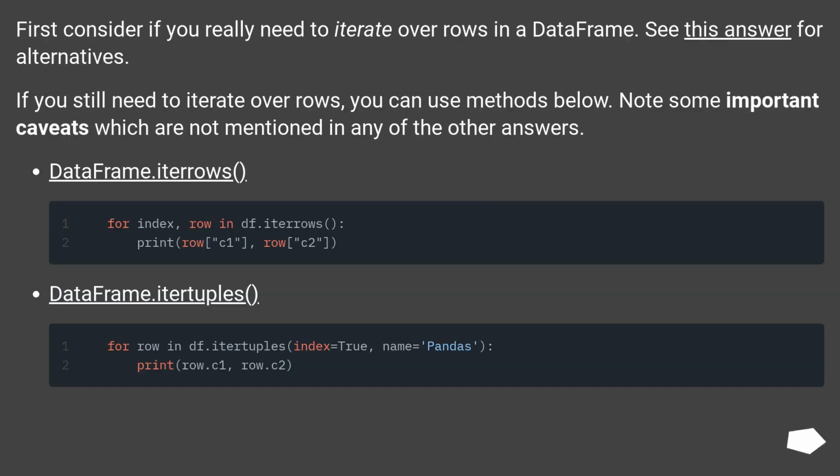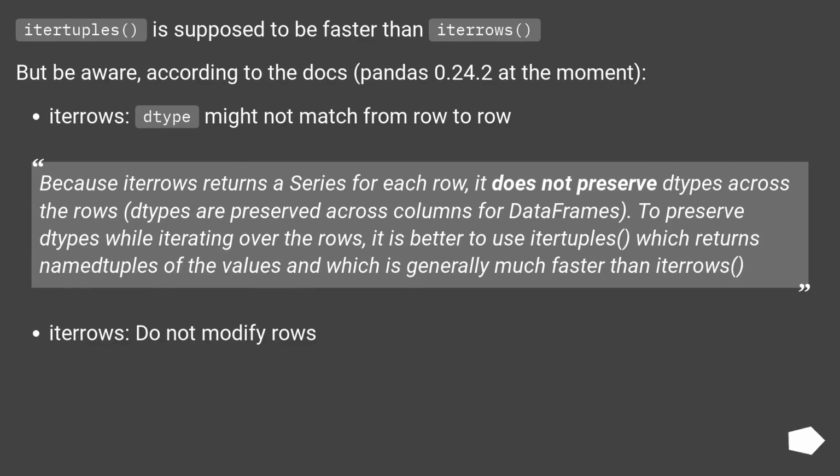First, consider if you really need to iterate over rows in a data frame. See this answer for alternatives. If you still need to iterate over rows, you can use the methods below. Note some important caveats which are not mentioned in any of the other answers. DataFrame.iterrows, DataFrame.itertuples. itertuples is supposed to be faster than iterrows.